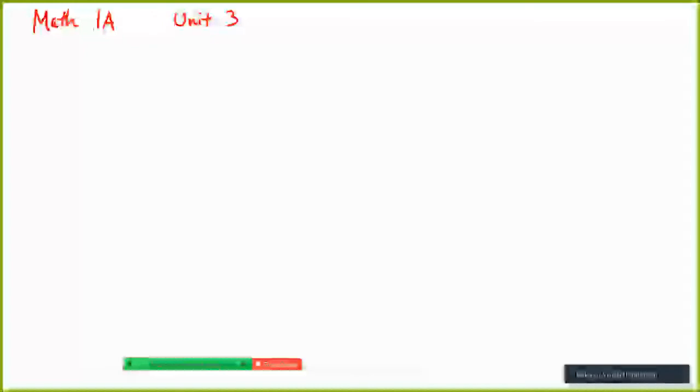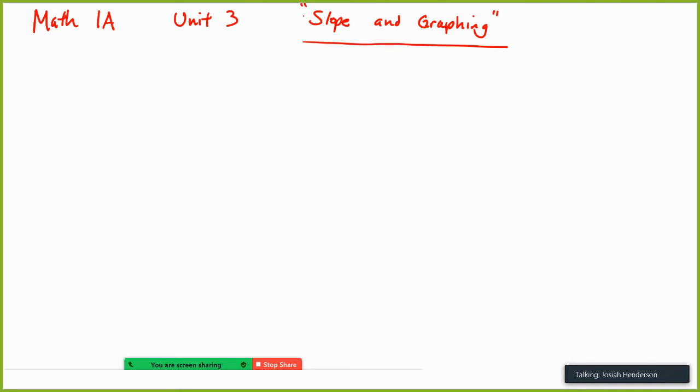So, Math 1A, Unit 3. This lesson is called Slope and Graphing. That's what it's called in Edmentum. The tutorial and the mastery test, slope and graphing.